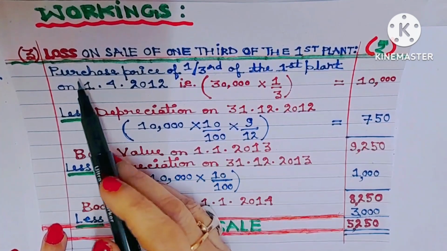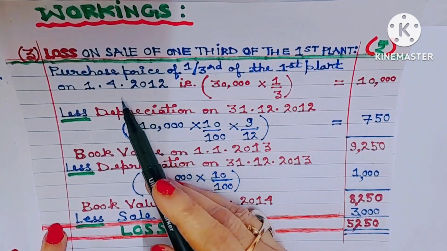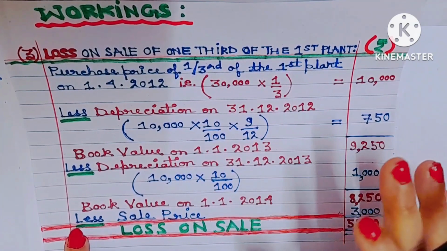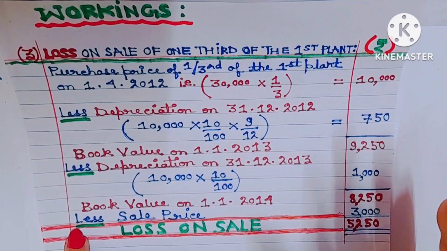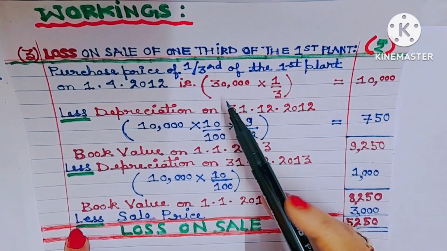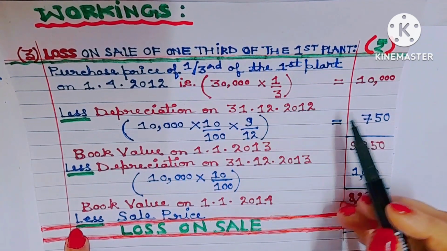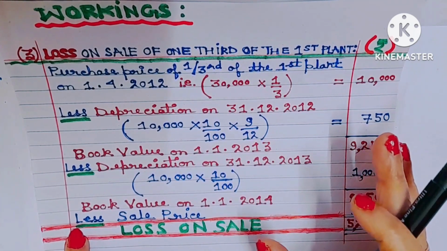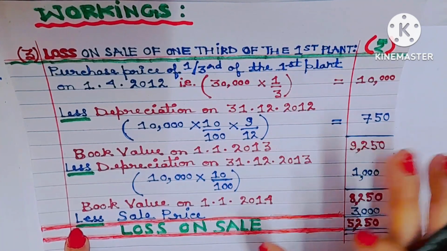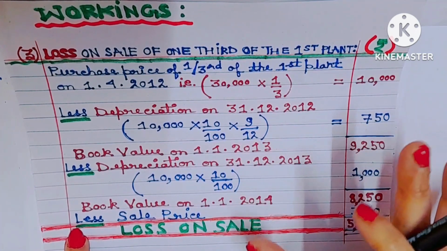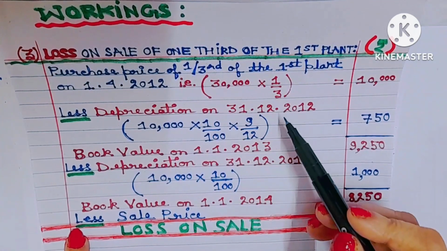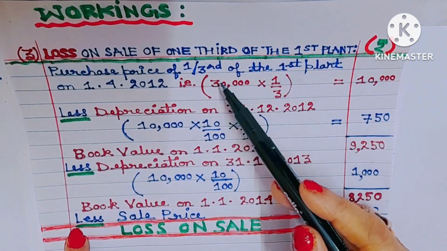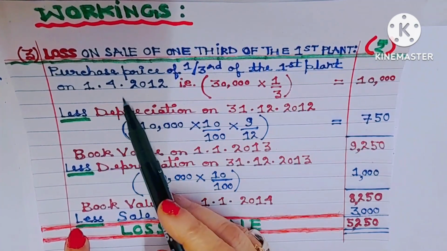So you'll write the purchase price of 1/3 of the first plant on 1/4/2012. We don't know what 1/3 of the first plant cost on 1/4/2012, so we've got to calculate. 30,000 into 1/3 is equal to 10,000. Why are we taking 1/3? Because 1/3 of the first plant was sold on 1st January 2014, not the whole plant. Understood? So 30,000 into 1/3 will give you 10,000. This is the cost price of the 1/3 of the first plant on 1st April 2012.